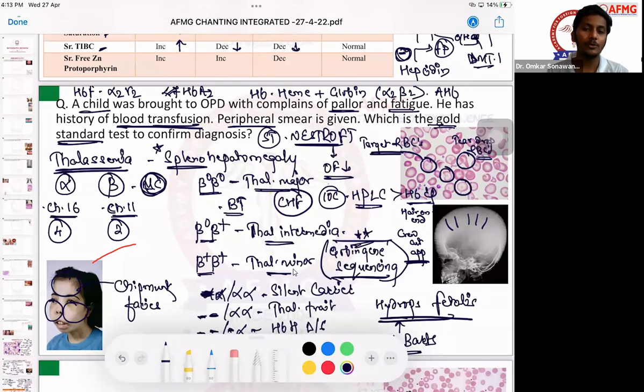What is the best answer to be marked for thalassemia? Globin gene sequencing. You can do it with a PCR, polymerase chain reaction, and that is the best answer to be marked for thalassemia in a patient.